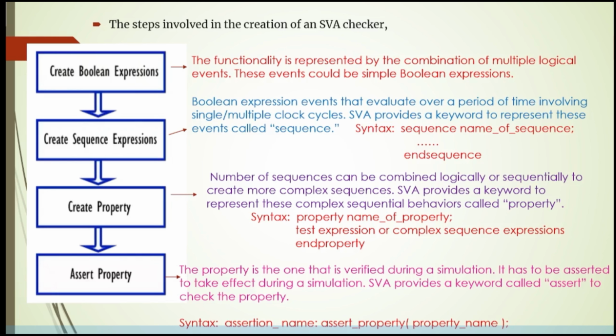So in the previous two sessions we have already discussed the introduction to assertions and the types of assertions, like immediate and concurrent assertions. And we have also seen how to develop an immediate assertion, right? And also how to create a sequence and property within the concurrent assertions.